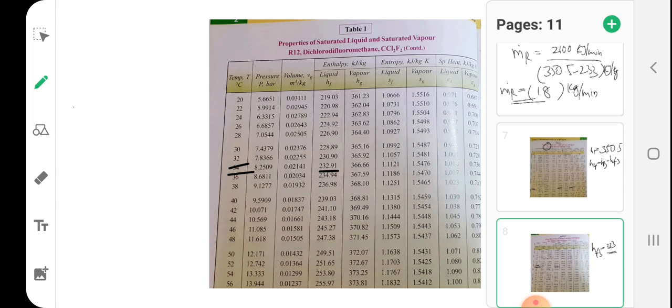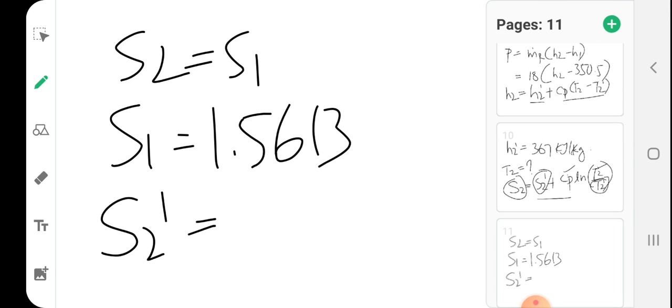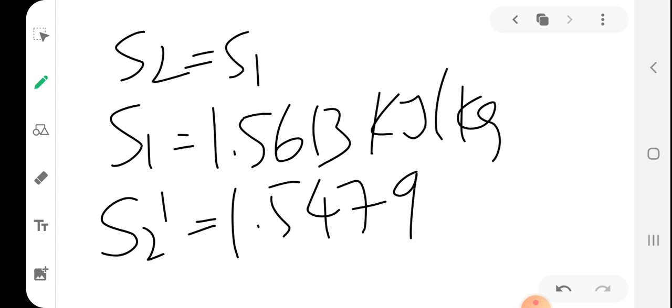And S2 dash will be corresponding to 35 degrees Celsius. In between this, it will be around 1.5479. So you take it as 1.5479, in kilojoule per kilogram Kelvin.